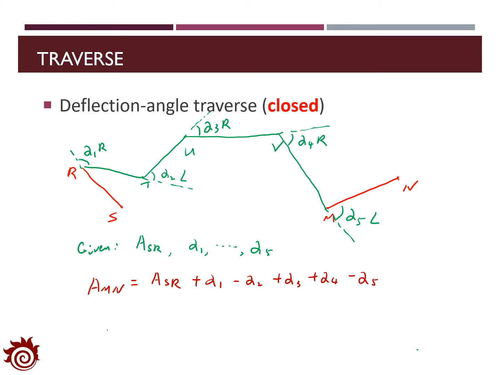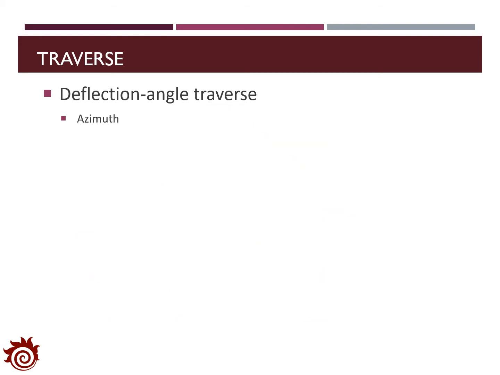Basically, you can rewrite this equation into some general form, which will be the azimuth of the initial line plus the summation of all the deflection angles to the right minus the summation of all the deflection angles to the left. This one is a general formula for you to estimate the azimuth with the deflection angle. Let's see how we can get this equation.